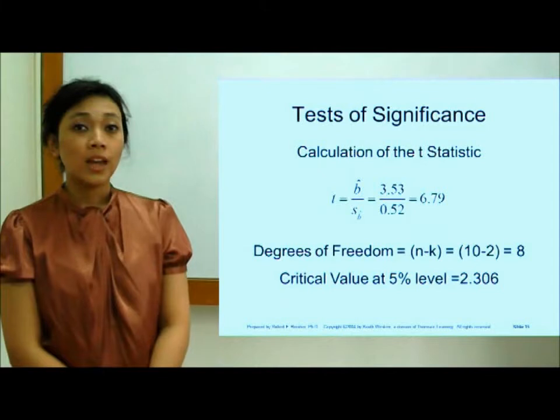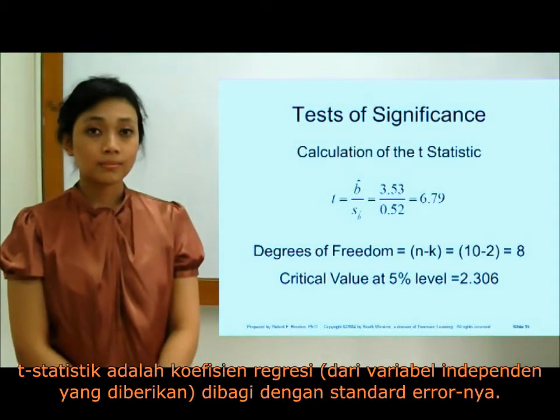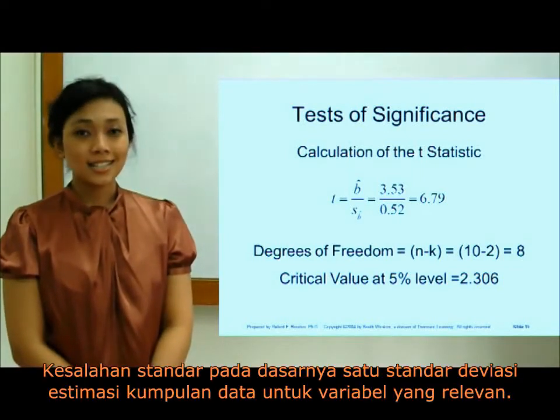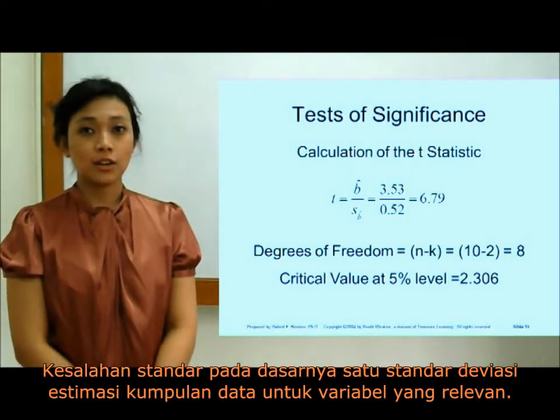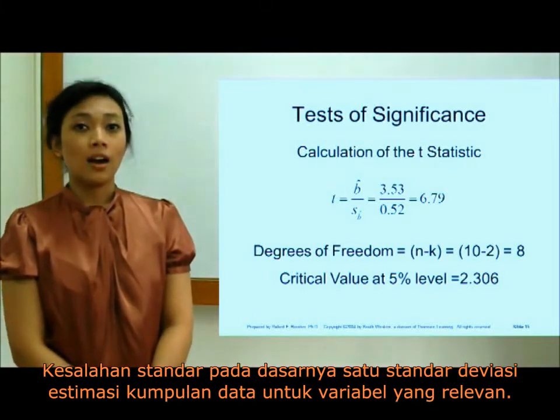The t-statistic is the regression coefficient divided by its standard error. The standard error is essentially one estimated standard deviation of the dataset for the relevant variable.